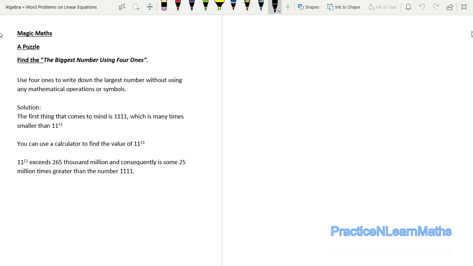Okay, you see the first thing that comes is 1111, which is many more times smaller than 11 to the power of 11. You can use a calculator to find the value of 11 to the power of 11 if you have a very powerful calculator. Remember, 11 to the power of 11 exceeds 285,000 million and consequently is some 25 million times greater than the number 1111. Isn't it interesting?